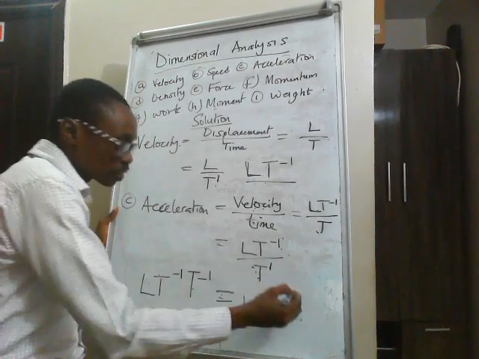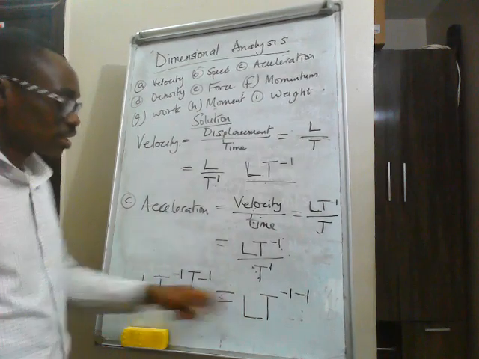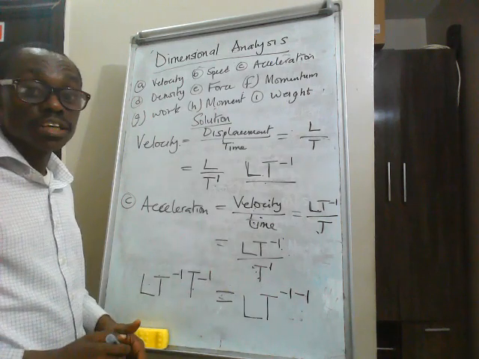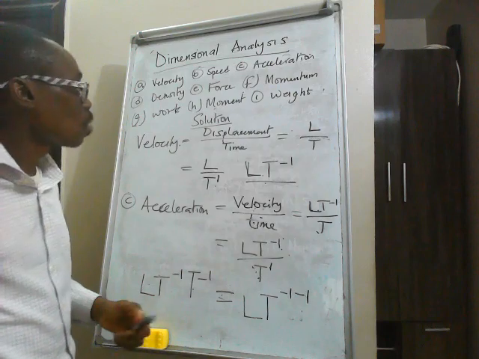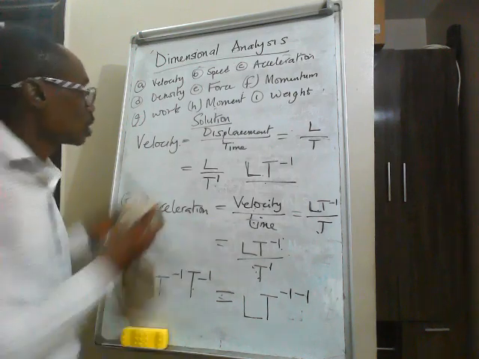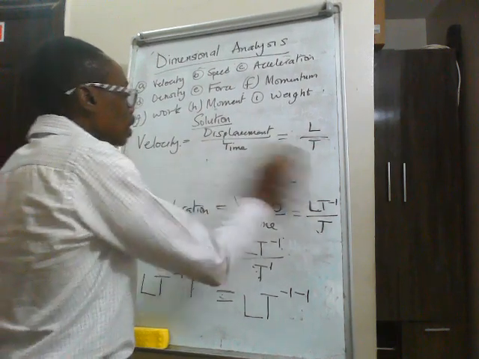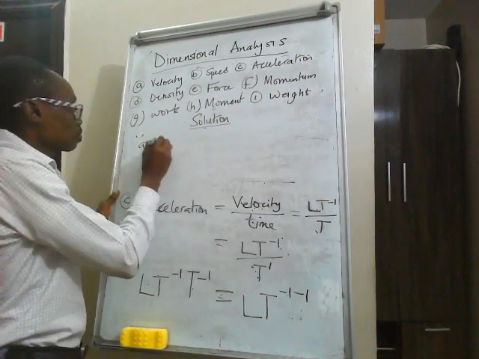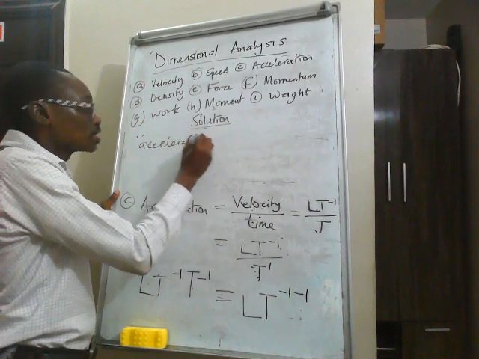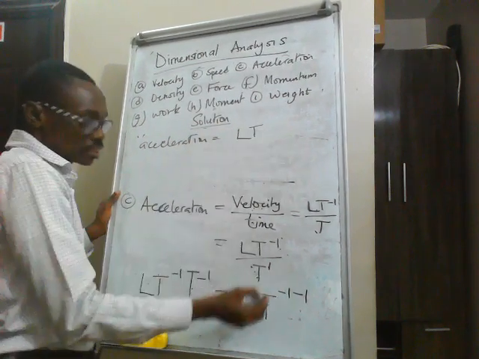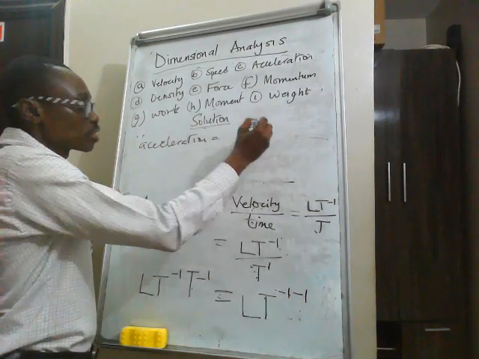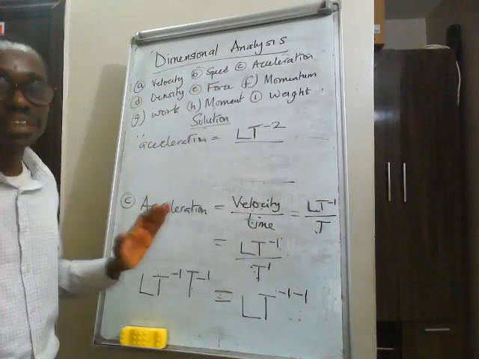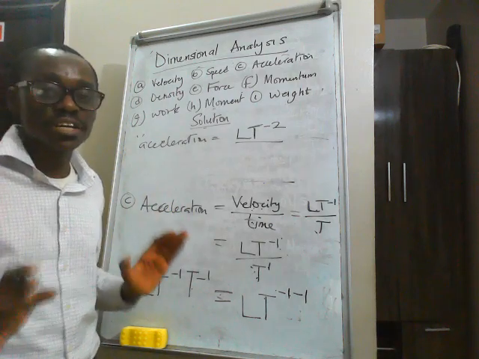You have minus 1 minus 1. So at the end of the day, LT to the minus 1 minus 1 is going to give you what? Minus 1 minus 1 gives you minus 2. So at the end of the day, the dimension of acceleration is LT raised to power minus 2. So this is the dimension of acceleration, which I believe is very, very clear and simple.